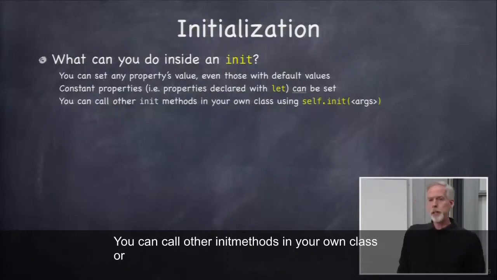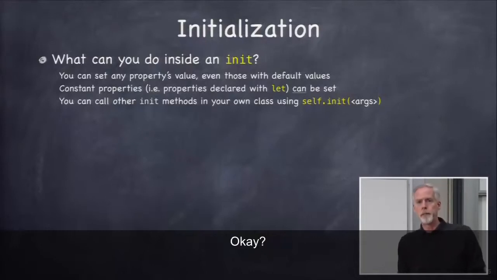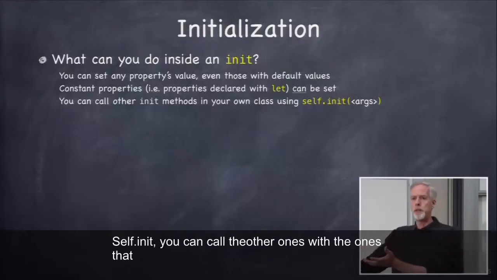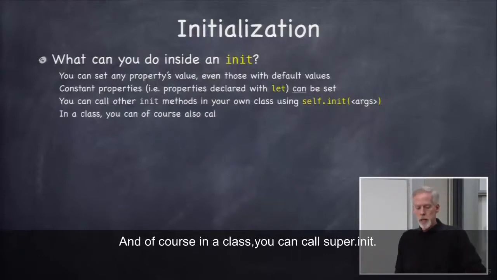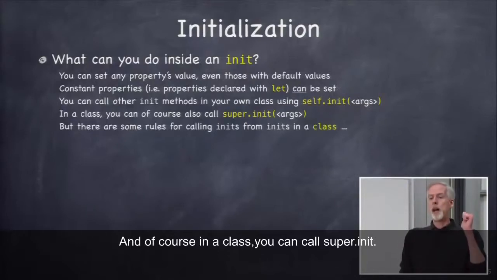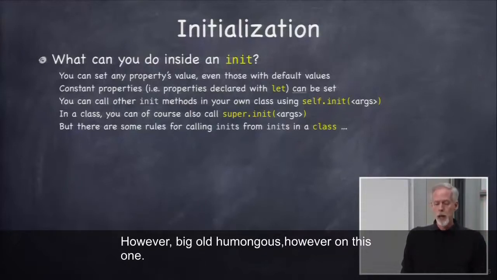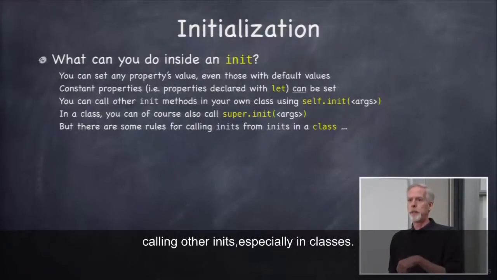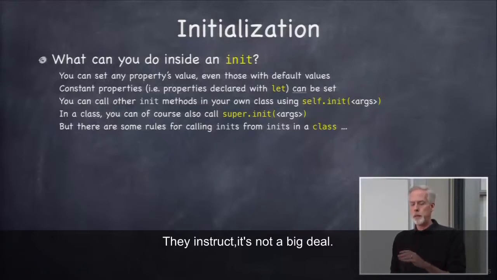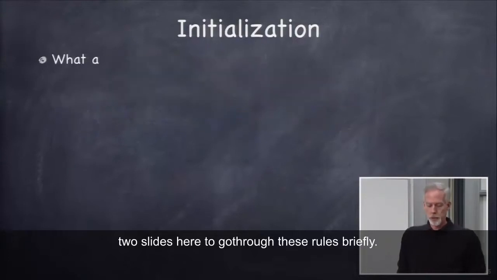You can call other init methods in your own class or struct using self.init. With self.init, you can call the other ones, the ones that have different arguments. So that sounds good. And of course, in a class, you can call super.init, calling your superclass's initializers with their arguments, whatever they might be. However, big old humongous however on this one, there are a lot of rules for calling other inits, especially in classes. In structs, it's not a big deal, but in classes, there's a lot of rules, and we're going to take 2 slides here to go through these rules briefly.